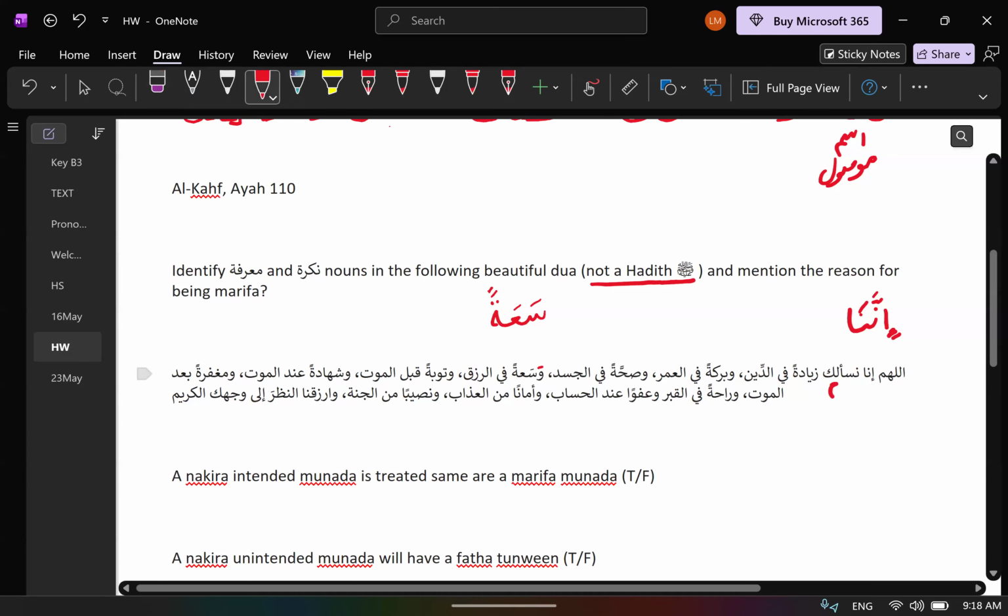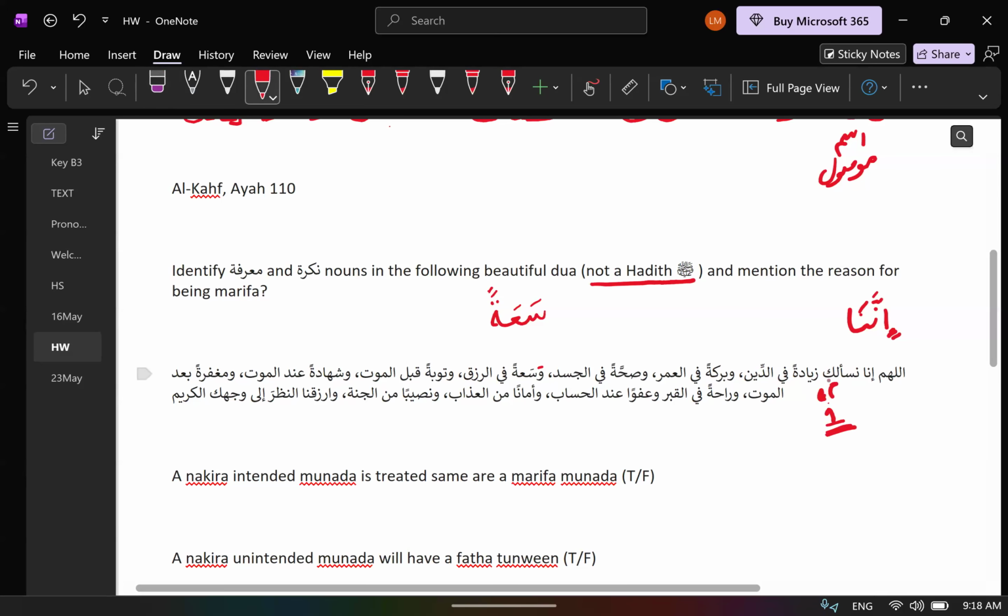Inna nas'aluka, we ask you. Ka is our mafulun bihi number one. You ask someone for something. That something is matuf. That mafulun bihi number two is then matuf all the way, it keeps going until over here. Then you have warzuqna, another verb, fellow amr, grant us an-nazra. So this is grant someone something: mafulun bihi number one, and an-nazra mafulun bihi number two, ila wajhika al-karim.